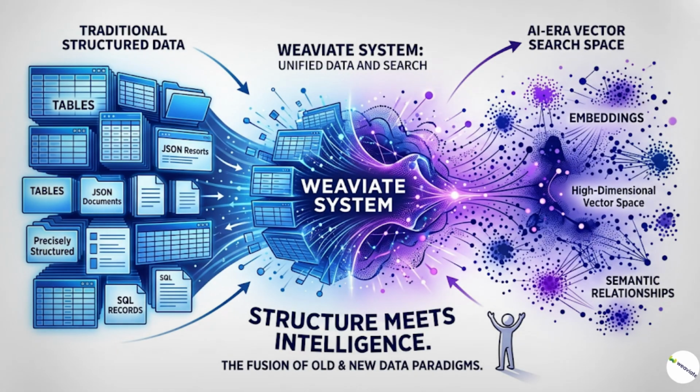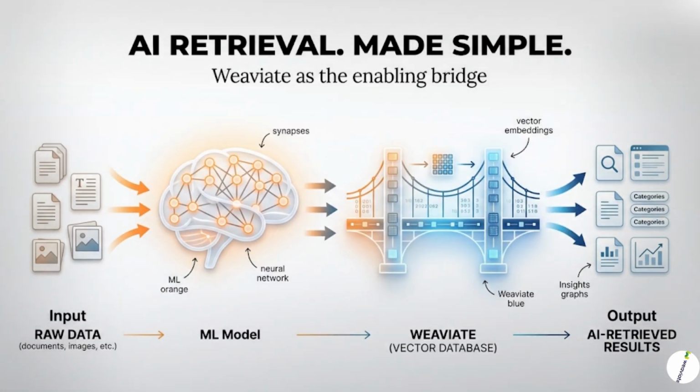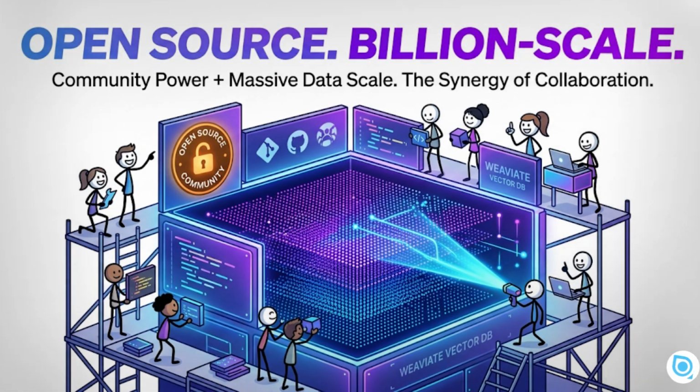Weaviate combines vector search with structured data storage. It was created to make AI-powered retrieval easier while supporting modern machine learning workflows. As large language models became more common, databases like Weaviate grew in importance because they help connect AI systems with external knowledge.